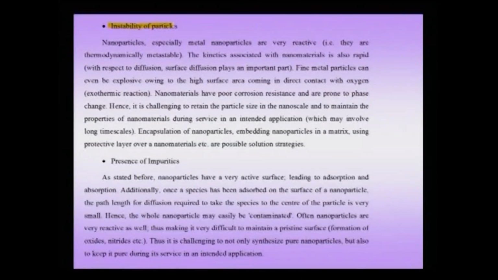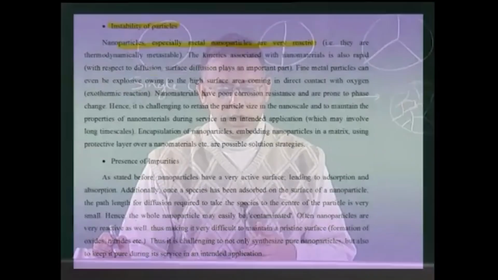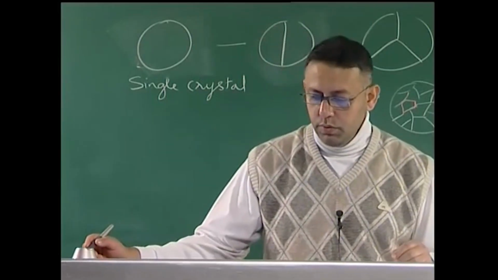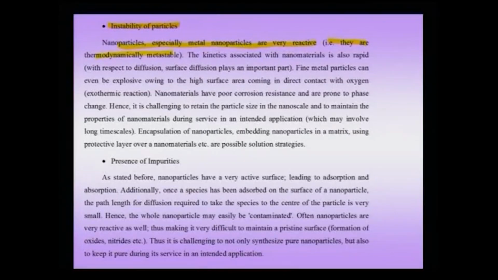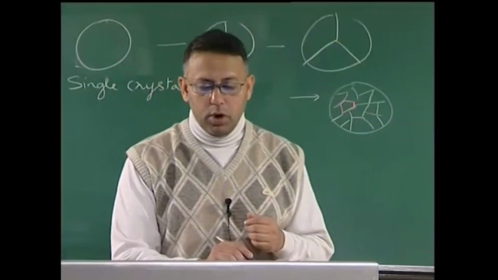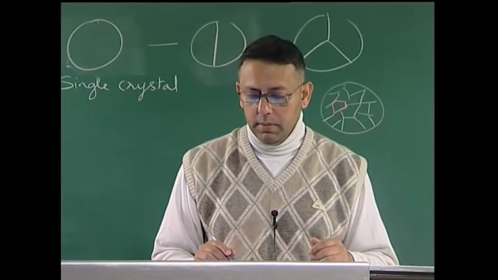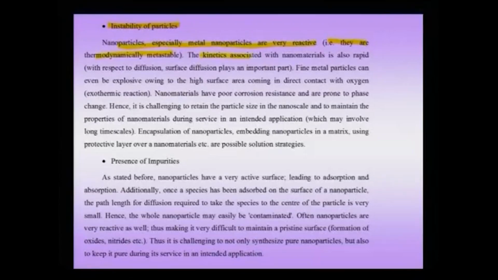The second issue I have to deal with is the instability of the particles. Nanoparticles, especially metal nanoparticles, are very reactive. In fact, in some cases they could be so reactive that they can even lead to an explosion. So, there are safety issues also involved here, i.e. they are thermodynamically metastable. And as we just made a calculation, we know that there is an increase in the surface area, and with the increase in surface area, the number of atoms which are poorly bonded increases, thus making my nanoparticle very reactive. The kinetics associated with nanomaterials is also rapid, like we already saw with respect to diffusion.